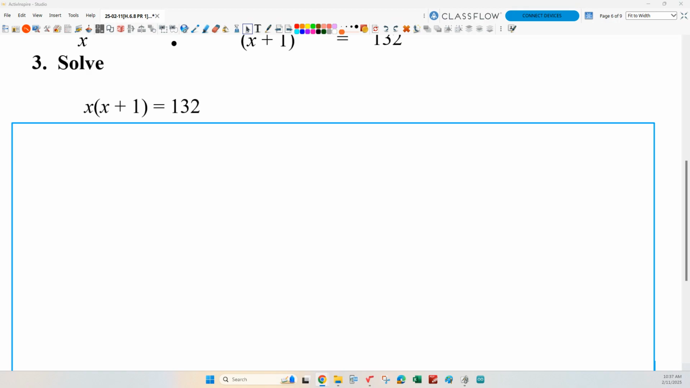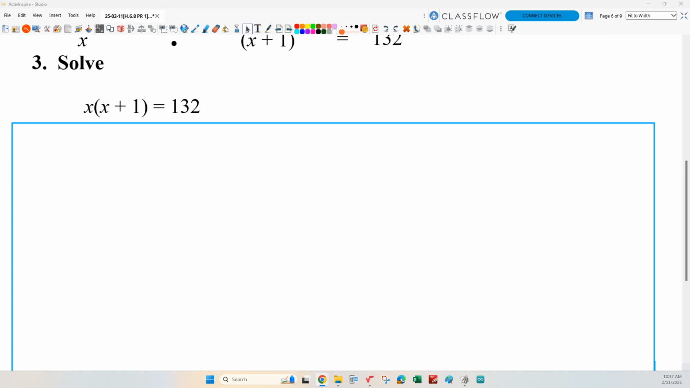What do we have to do? Okay, distribute the x. Good. Make it 0. And then I got to set it equal to 0, right? Okay. Sometimes people want to apply the zero product property when the other side is not 0 and say either x equals 132 or x plus 1 equals 132. That doesn't work, right?